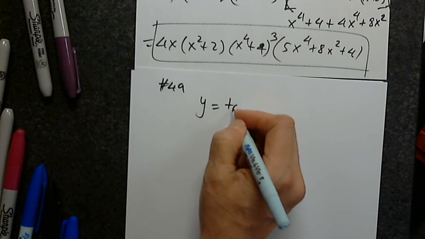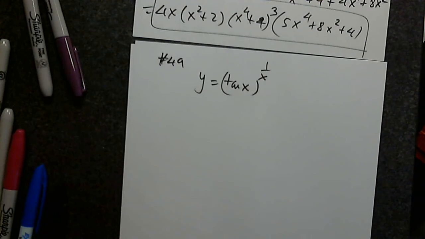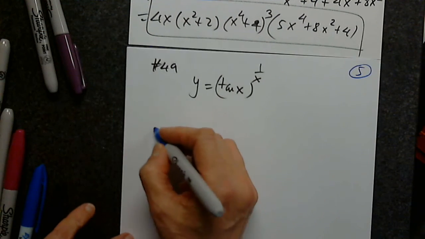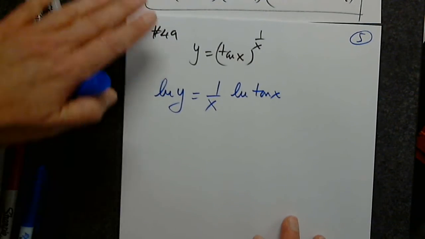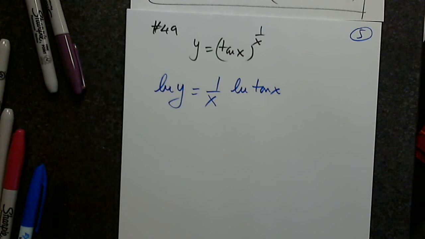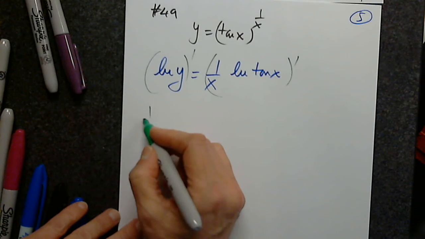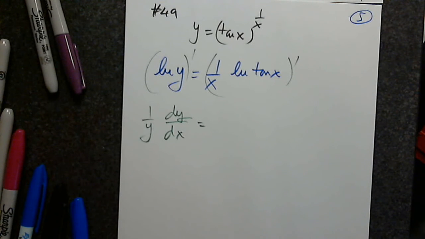So we have y equals tangent x raised to 1 over x. In this case, there is no discussion. I have to use log, and I have to use implicit differentiation. So here there is no other way. So I have natural log y equals 1 over x, natural log tangent x. So I differentiate the left side and the right-hand side. So this is 1 over y, dy over dx. And the right-hand side will be 1 over x squared.